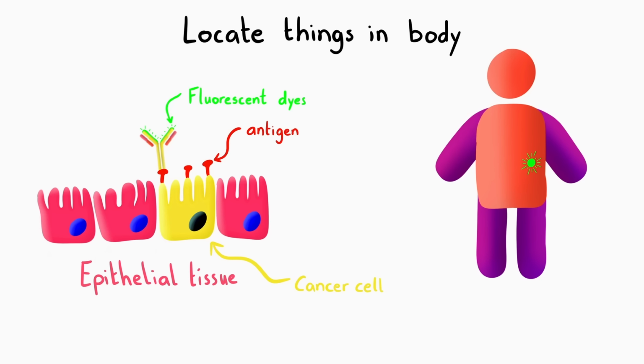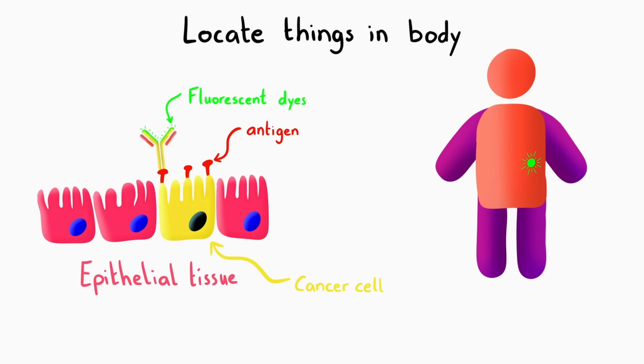Research scientists use monoclonal antibodies to locate specific molecules within cells or tissues. By attaching a fluorescent dye to the antibodies, researchers can see exactly where their molecules of interest are located in a sample when viewed under a microscope.